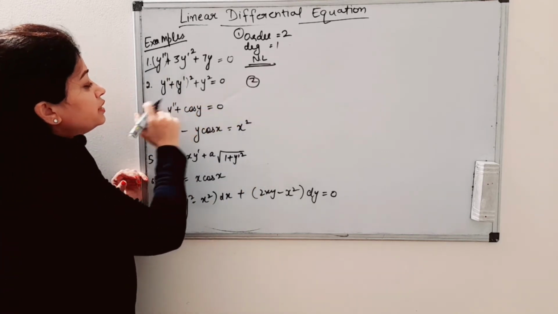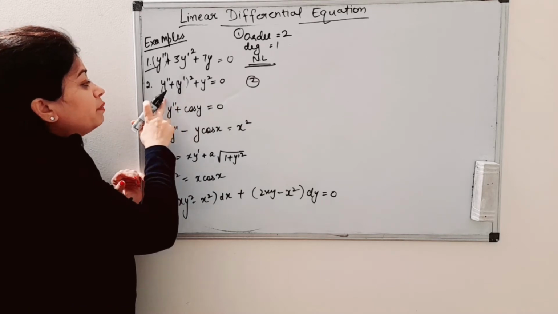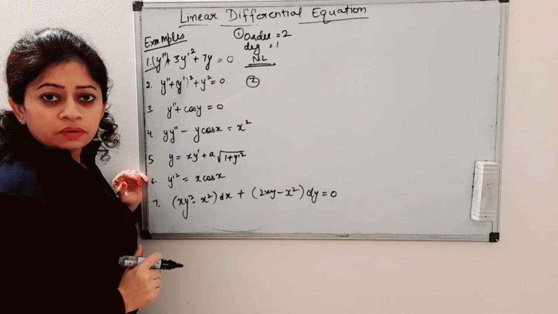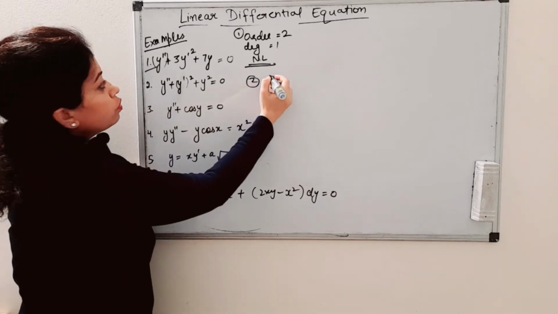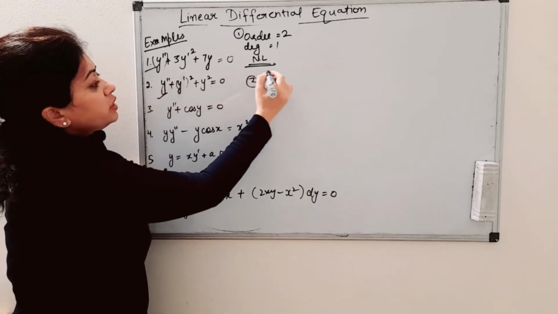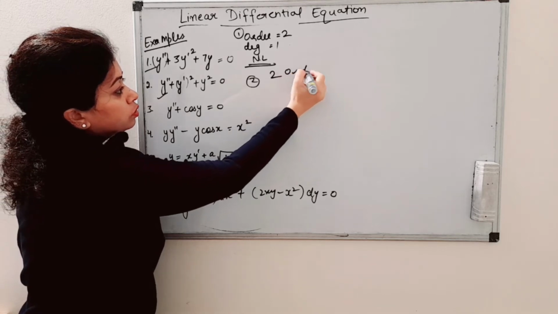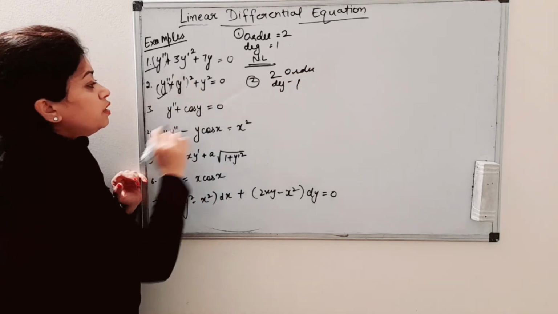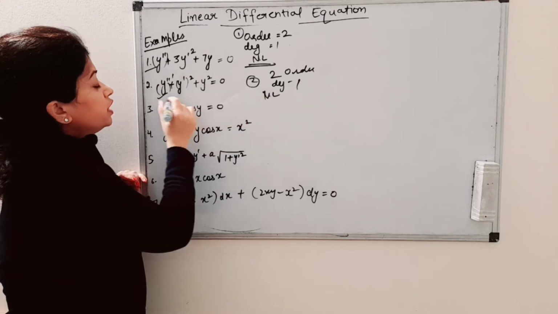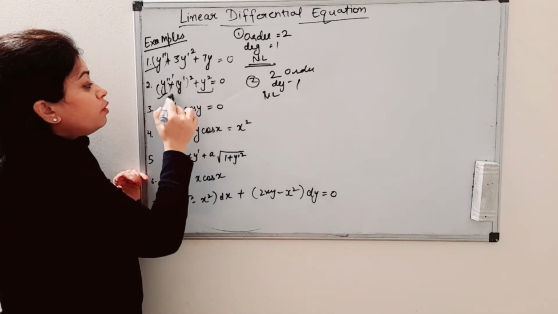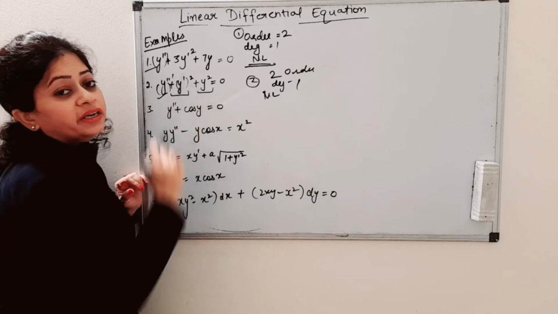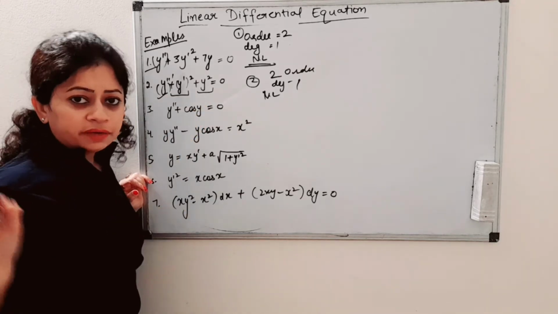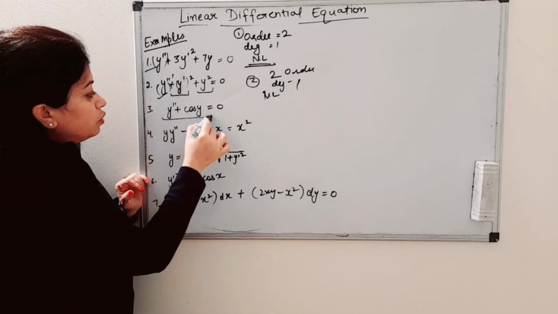Now example number 2, y double dash plus y dash square plus y square. Here also order is 2. Degree is 1 because the power is 1, and this is also non-linear because we have a power of y and a power of y dash, and we should not have powers of our derivatives. So this is the third one.